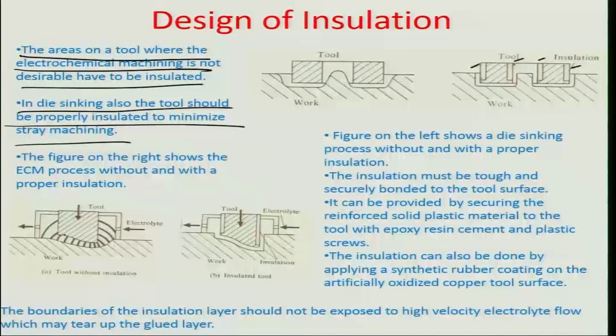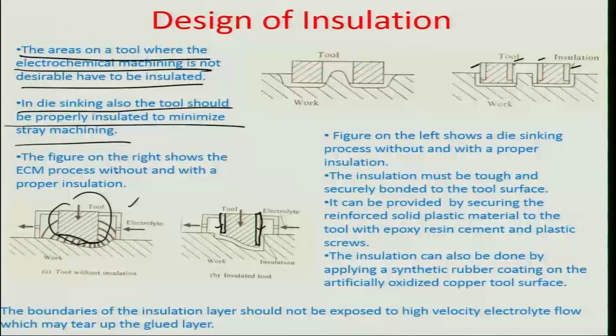So in die sinking also the tool should be properly insulated to minimize the stray machining effects which may otherwise happen. In this particular case, for example, when you are having this complex shape of the tool being imprinted into the workpiece, there is a possibility that the sides may get shallow and it may not be able to attain the correct topology. But if there were insulators, as you can see in this particular case, these two regions are the insulator regions of the tool, then the tool may be able to die sink more appropriately in comparison to the one without insulation.